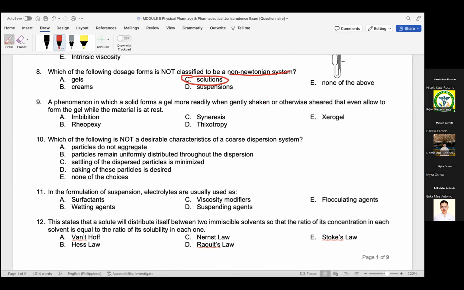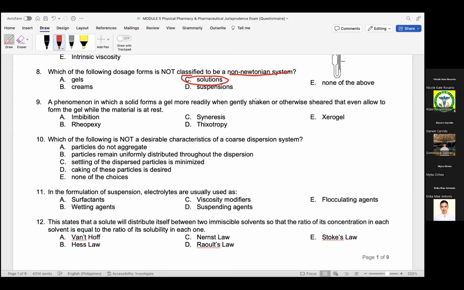Gels, creams, suspensions, yan. As you apply shear stress, nag-iiba ang kanilang viscosity. Okay? Ang gel and creams, 'di ba, they can exhibit some rheological characteristics like imbibition, swelling, rheopexy, etc. So mga signs ng instability 'yon. Okay? Letter C is the correct answer in number 8.